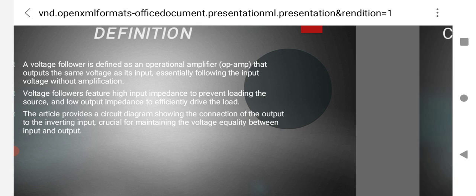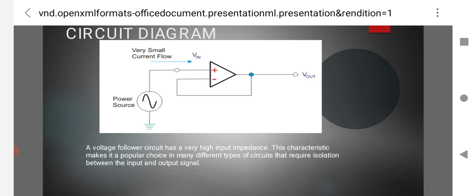Now we move on to the next slide. This is the circuit diagram. We are giving a power source as input in the non-inverting terminal, and the inverting terminal is connected to the output. It has very high input impedance. It is used in different types of circuits that require isolation between input and output signals.